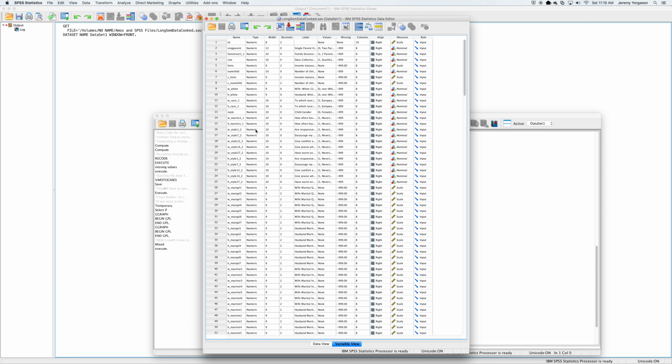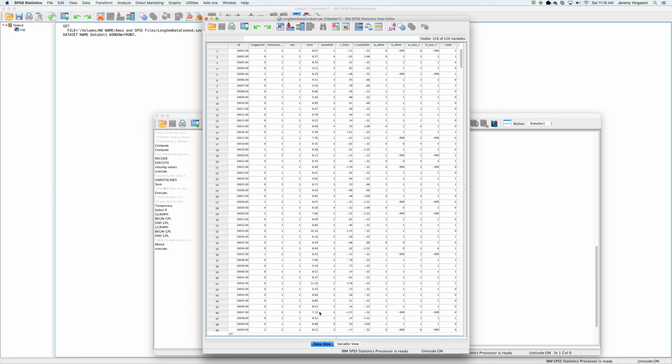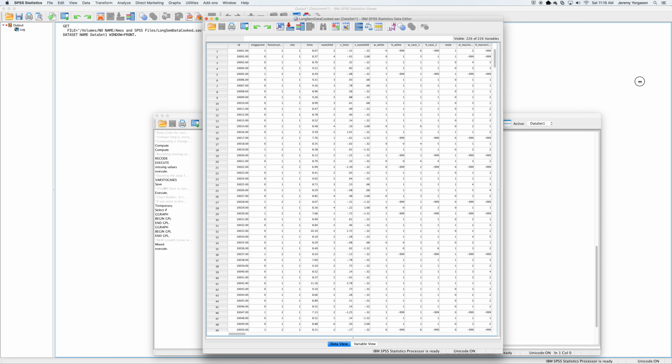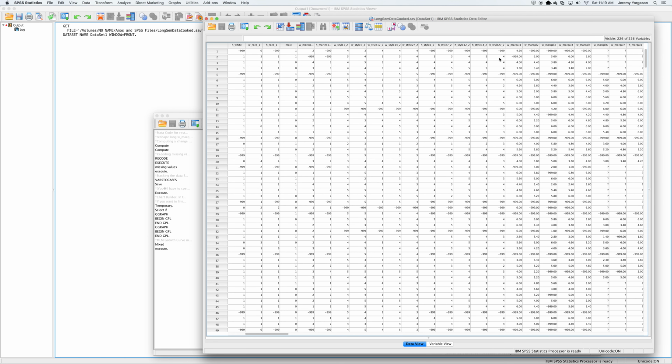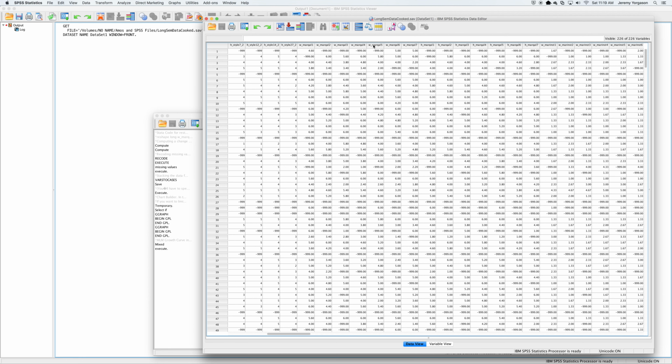That is, if we look across a given row, we'll see variables like wife's marital quality at time 1, wife's marital quality at time 2, wife's marital quality at time 3, and they're all across the row. And what we're going to do is stack these so that wife's marital quality at wave 1 is in one row, wife's marital quality at wave 2 is in another row, wife's marital quality at wave 3 is in another row, and so forth.